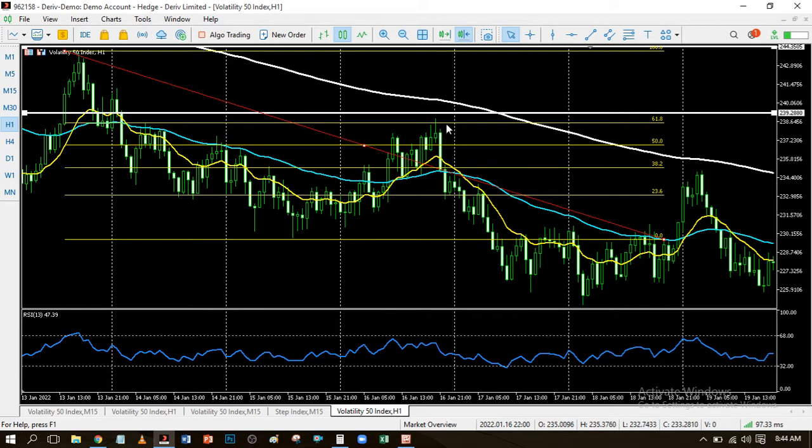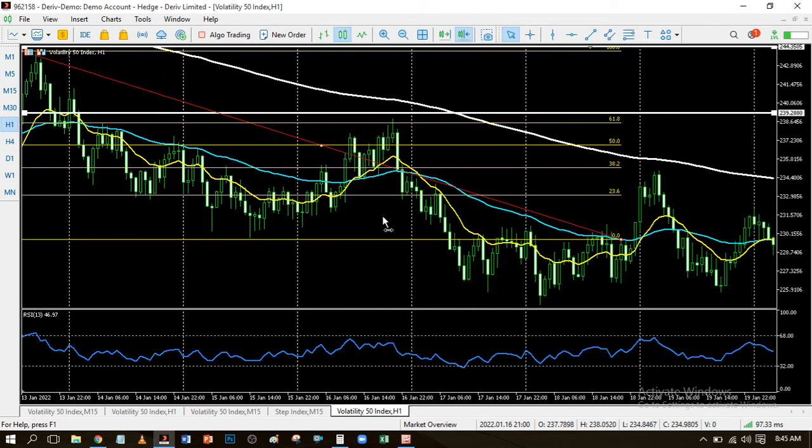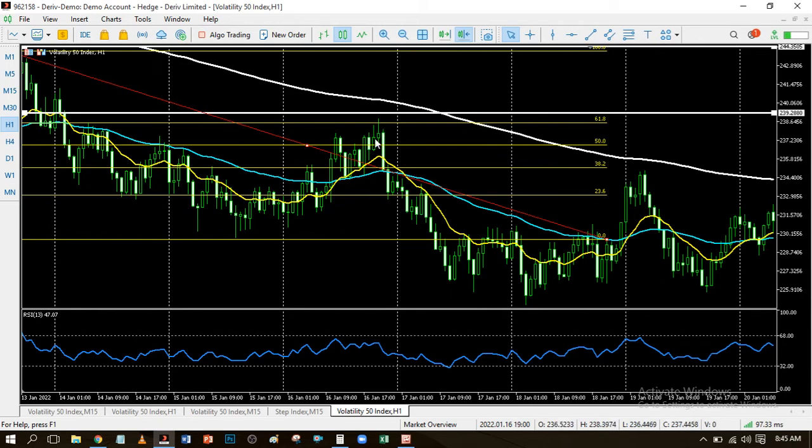Now the next confirmation, remember I told you the first confirmation is that the price is below the 200 EMA. Then your second confirmation is your Fibonacci. Then your third confirmation is your candlestick. You can see this candlestick here with this long wick.